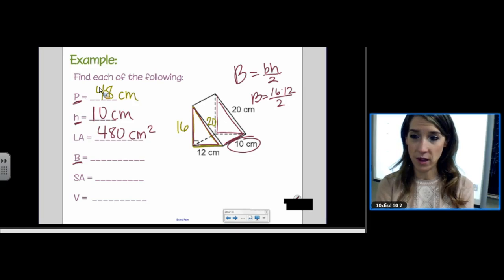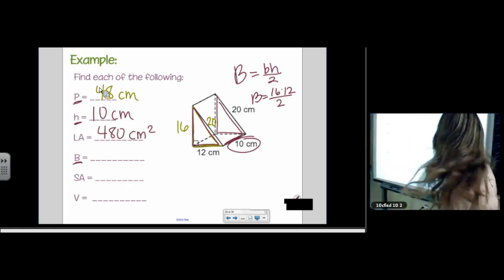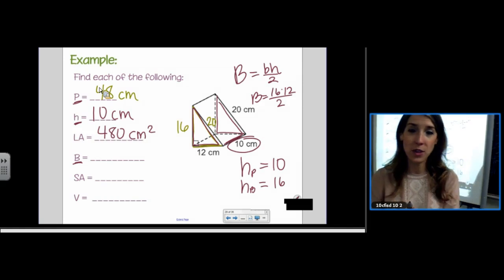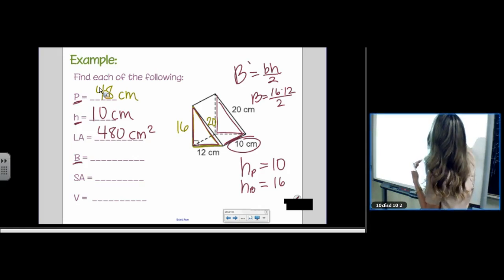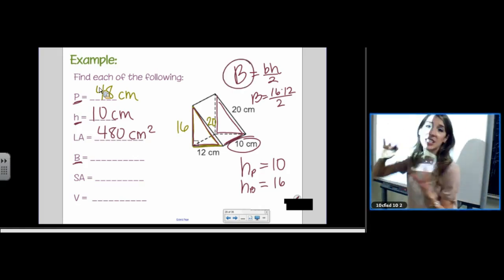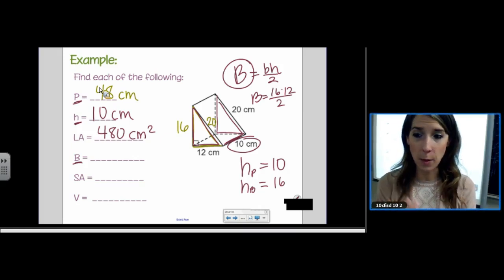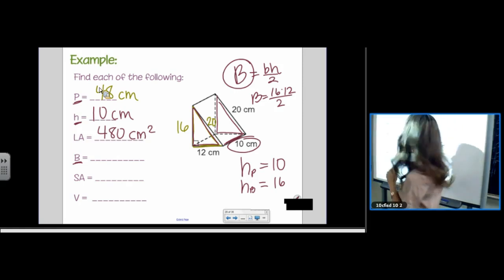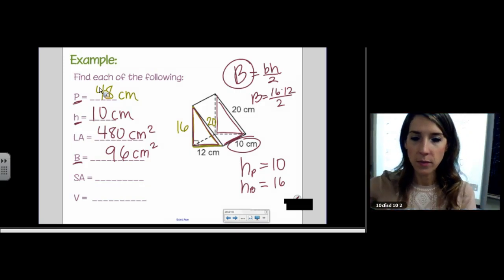I want you to stop and listen real quick. I have a lot of students get confused with the height of the prism, which is 10, and the height of the base, which is 12 or 16, whichever one you want. Do you see how there's two h's in this problem? But one of the heights is inside the formula for base, and one of the heights just stands alone as the height of the prism. So don't get confused about there being multiple heights within a problem. 16 times 12, don't forget to divide by 2. You forget to divide by 2 and it'll affect the rest of your answers. 96 centimeters squared. Thank you.